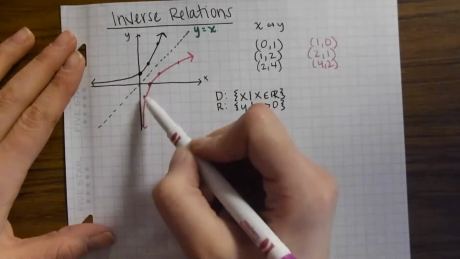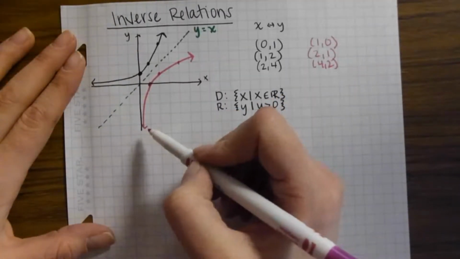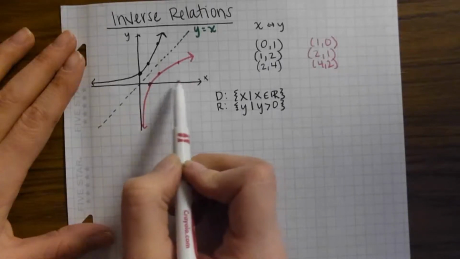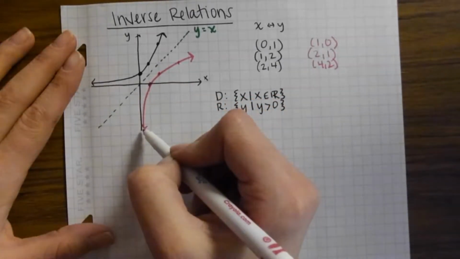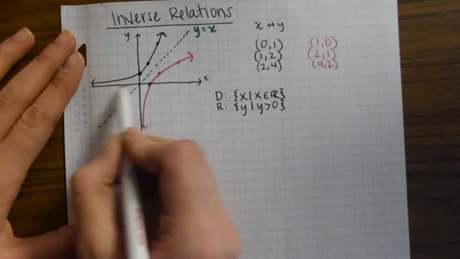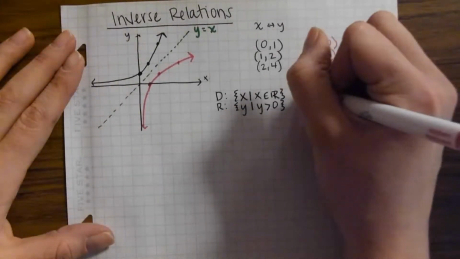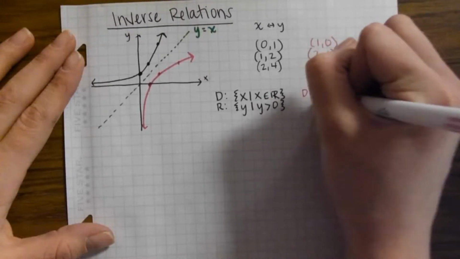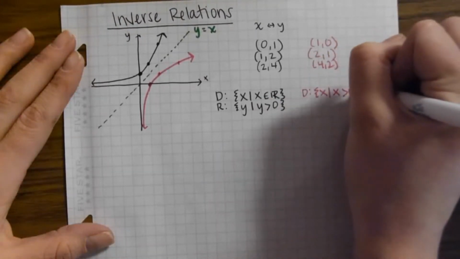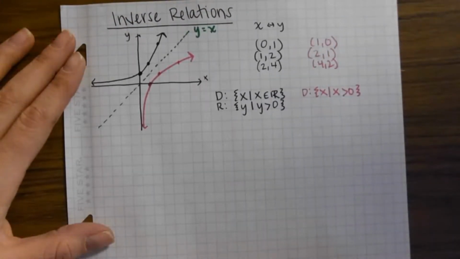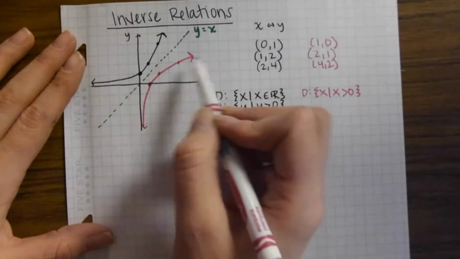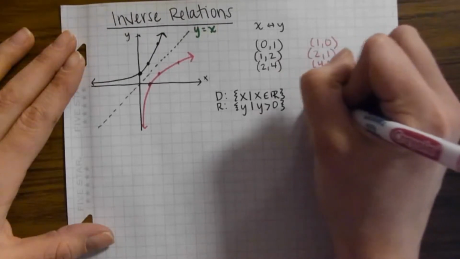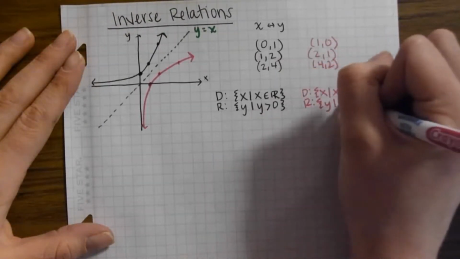Let's talk about our domain and our range for this guy then. Our domain, well, look, it doesn't look like it ever reaches x is 0, and it's nothing below. So our domain is x such that x is greater than 0. Our range, it appears, well, the arrows are going forever. It appears our range is all real numbers.